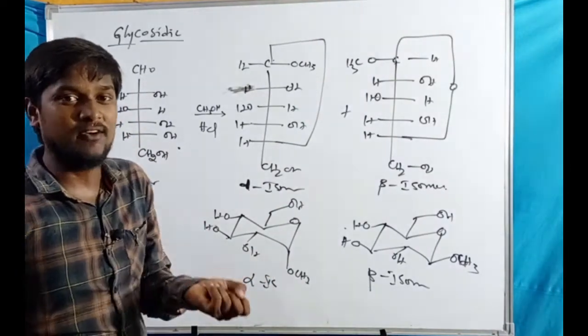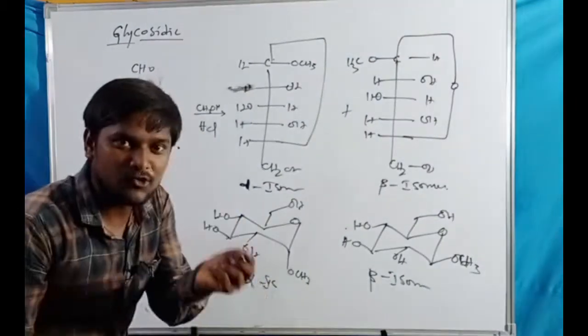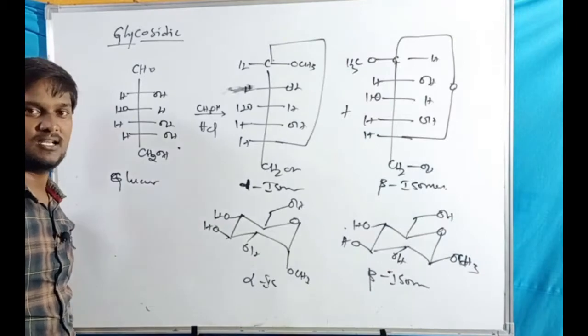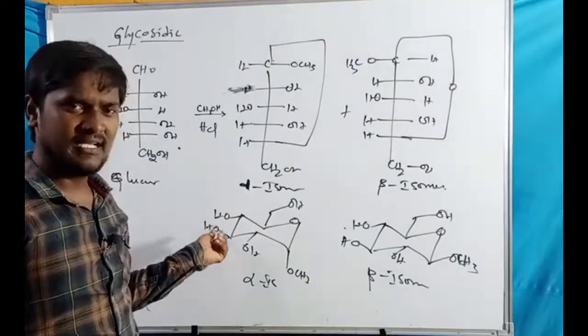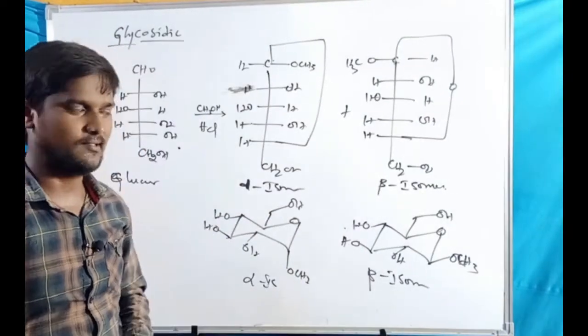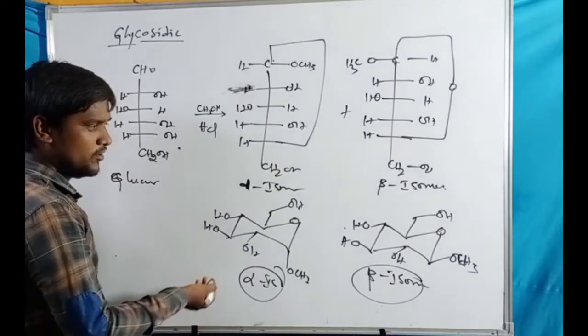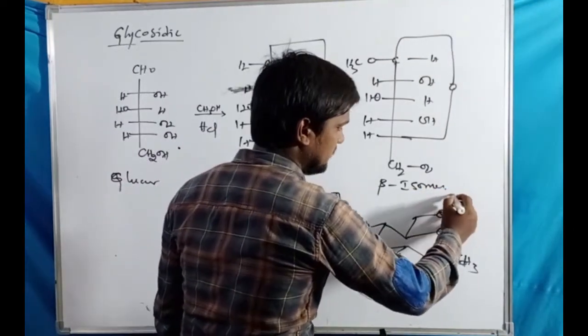Among the five hydroxyl groups, only one hydroxyl group can convert into the corresponding ether. So what will happen? Why are these four unreactive? This is the only reactive species. Now here it is the alpha isomer, and this is the beta isomer. Among these two, the alpha isomer is the major product when compared to the beta isomer.